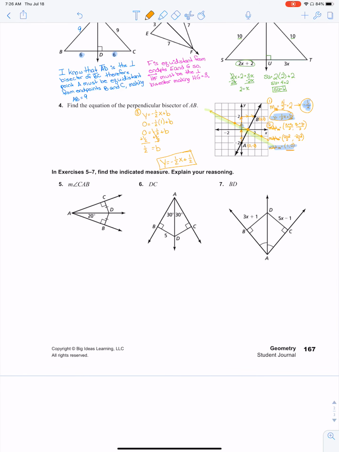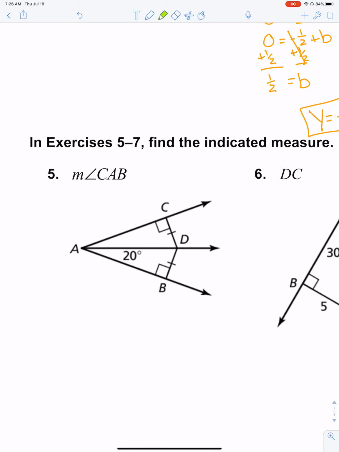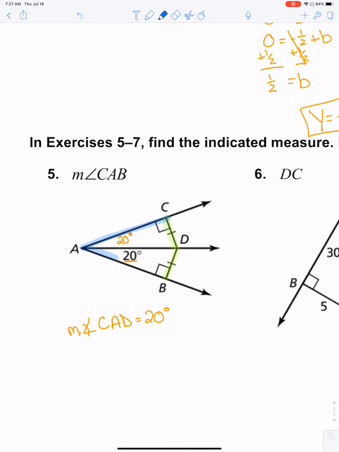So, a couple of questions about angle bisectors now. We did perpendicular bisectors at the top. Now we're talking angle bisectors. Okay, so here we're told that the distance from C to B is congruent to the distance from D to B is congruent to the distance from D to C, which means D must lie on the angle bisector. Okay, so if D lies on the angle bisector, then AD is the angle bisector. Meaning, if DAB is equal to 20, then the measure of angle CAD must also equal 20 degrees. Therefore, creating the angle CAB, okay, then the measure of angle CAB has to be these two angles added together, so it's got to be 40 degrees.